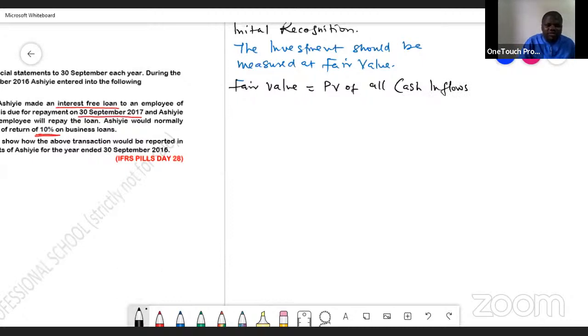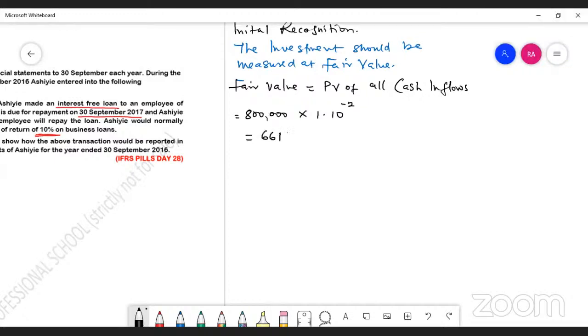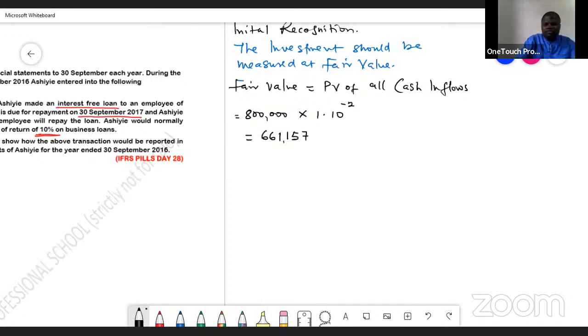So how much are you going to receive? The same 800,000 in 2 years' time. So it's going to be 800,000 times 1.10 raised to the power of -2. But how much are you getting? $661,157. Okay.